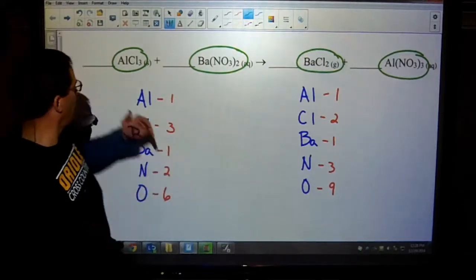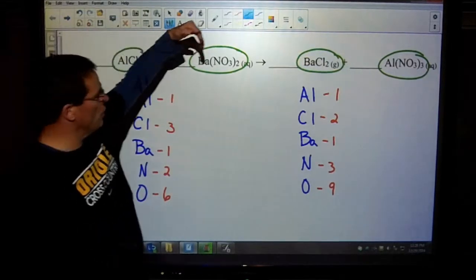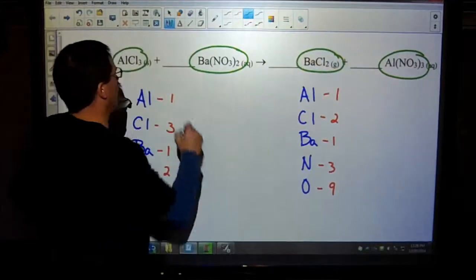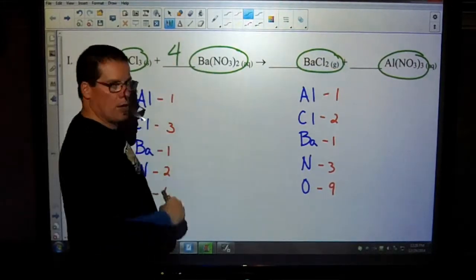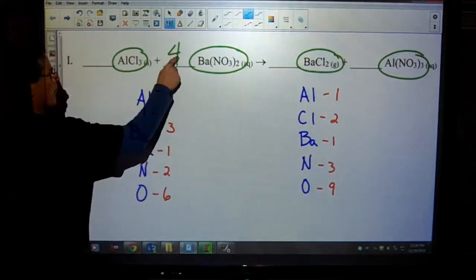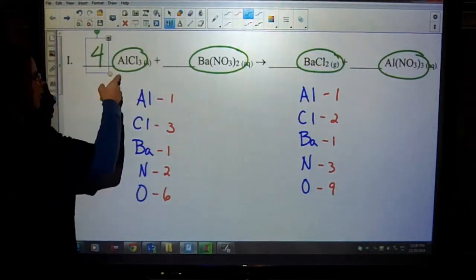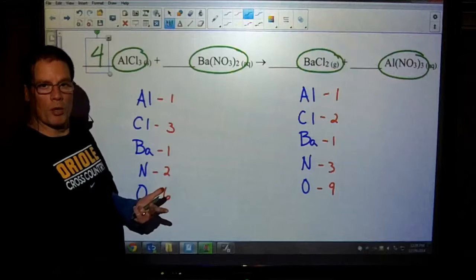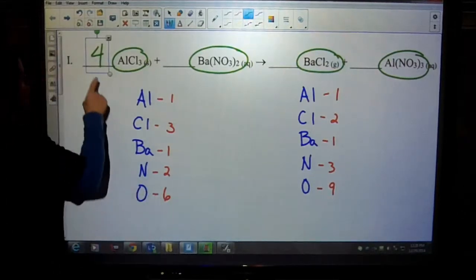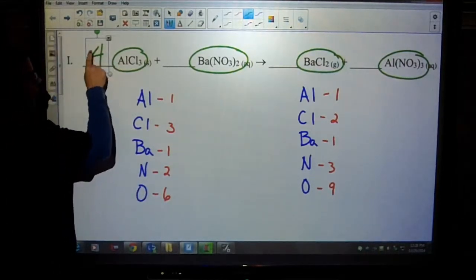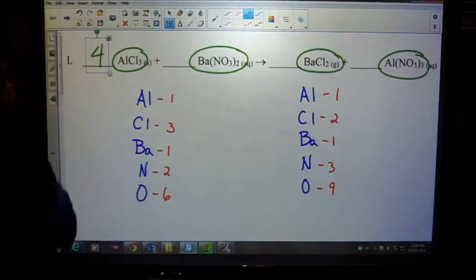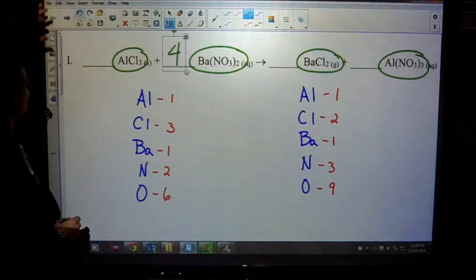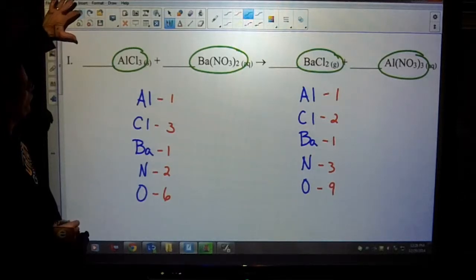What we're going to do is put what's called a coefficient in front of those. If I have, say, a coefficient of 4, that means I have 4 barium nitrate molecules. If I have this 4 in front of the aluminum chloride, that means I have 4 aluminum chlorides. So essentially I'm going to have 4 aluminums and 12 chlorines. That's if that's the number I'm going to have, which I seriously doubt. So let's go ahead and get started here.